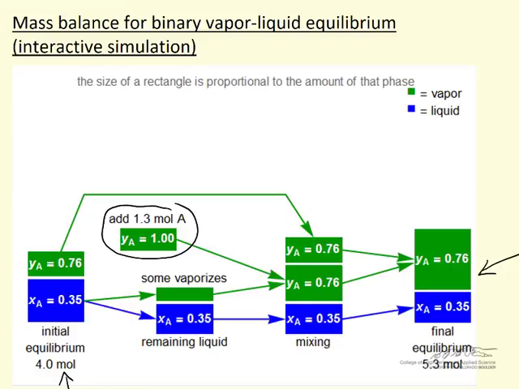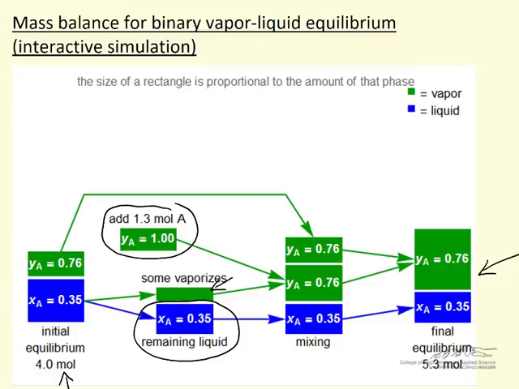In order to have this happen and keep the mole fractions the same, what's going to happen is some fraction of the liquid's going to evaporate. And so some liquid remains. This fraction that evaporates has to have the same composition as the original liquid. In other words, the mole fraction is 0.35 for that vapor. Otherwise, we would have changed the liquid composition.